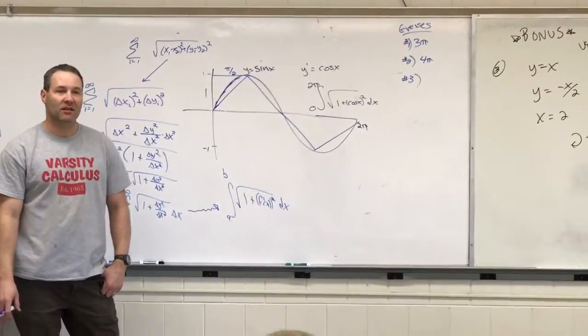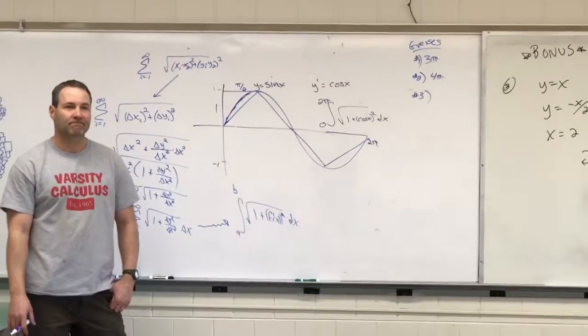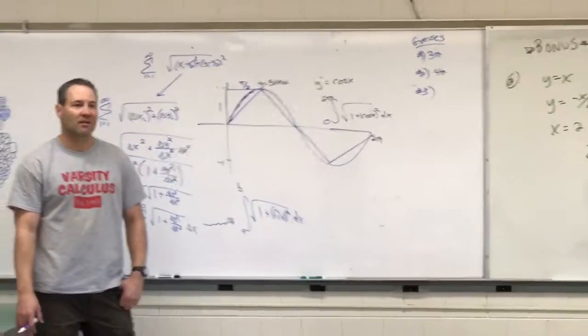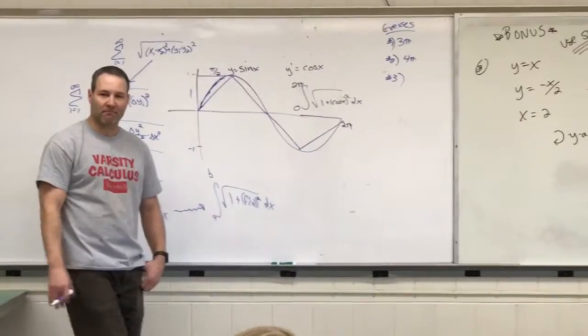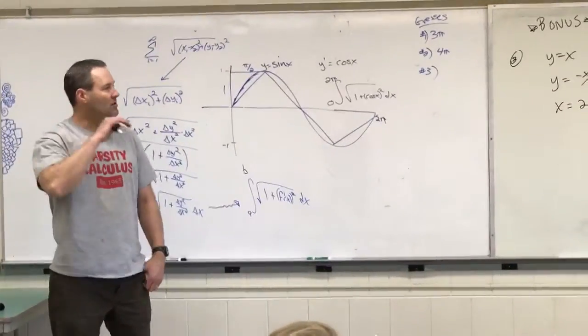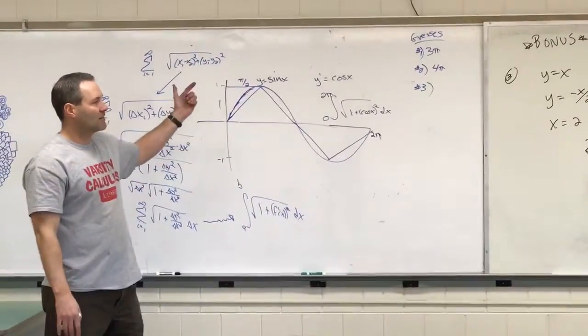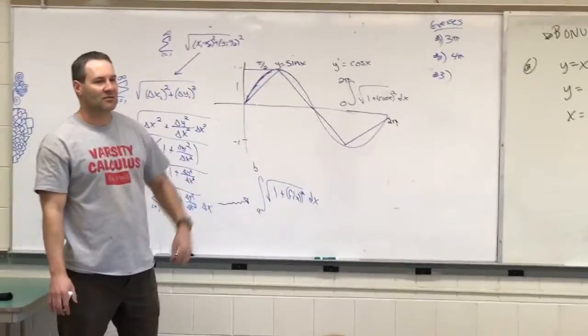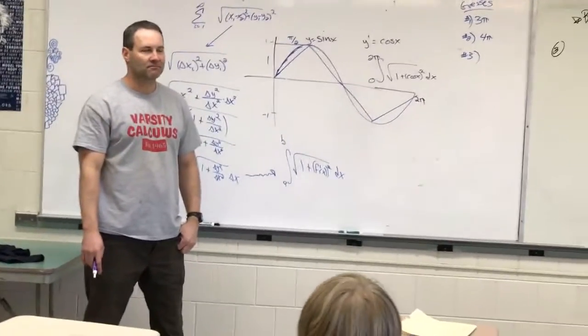Do you remember surface area? We use the arc length times the something else. Times 2 pi times f of x. Okay, so is this actually easier than the surface area problems?